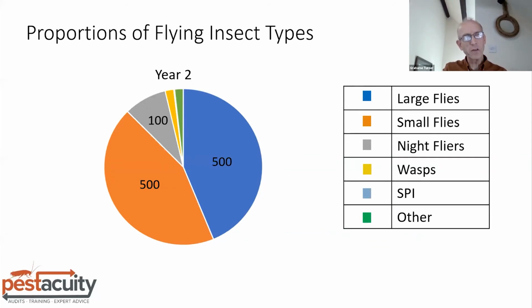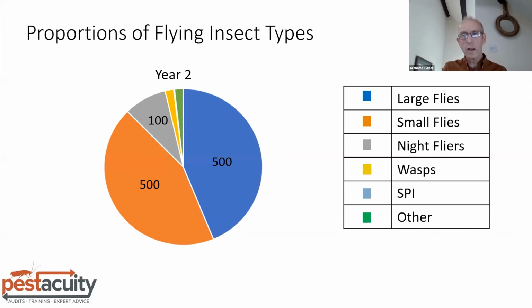I have seen some strange categories with some pest control companies, putting things like crane flies and lace wings together. And that doesn't make sense because they come in at different times of day. They're different creatures. So large flies, anything bigger than a lesser house fly goes into that group.